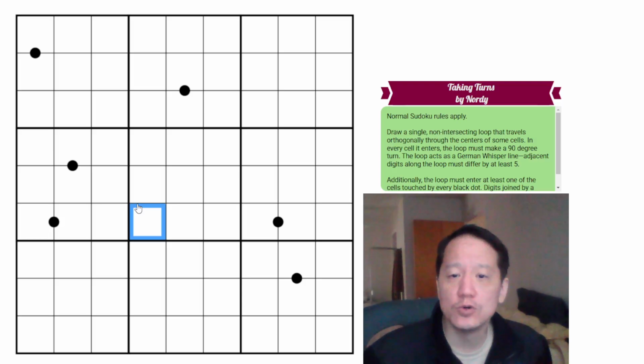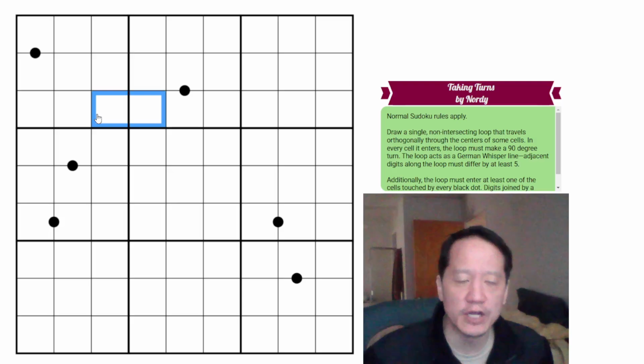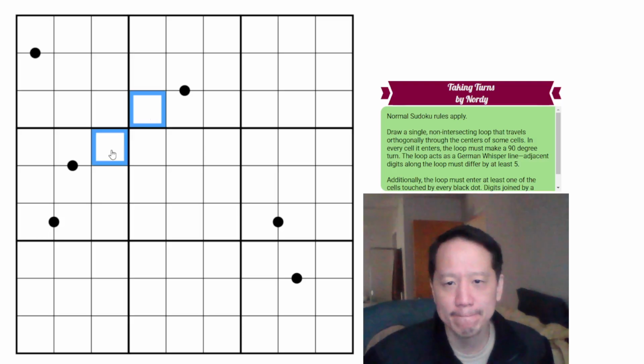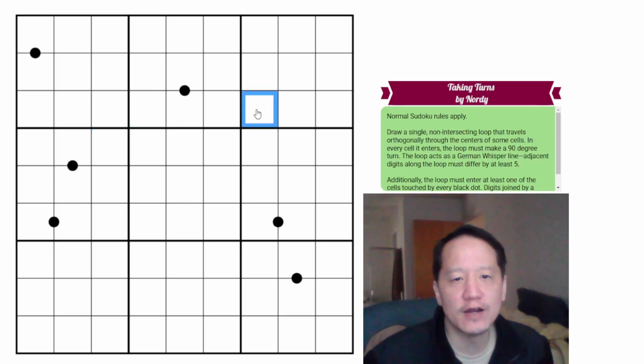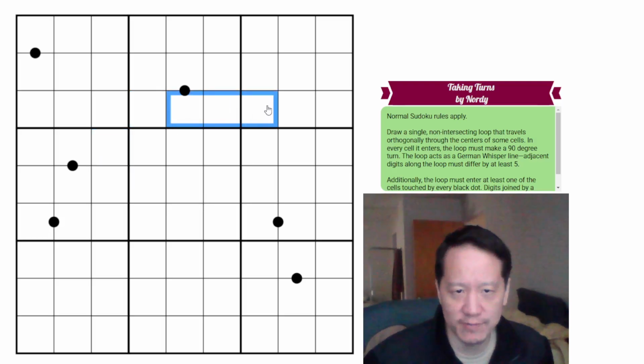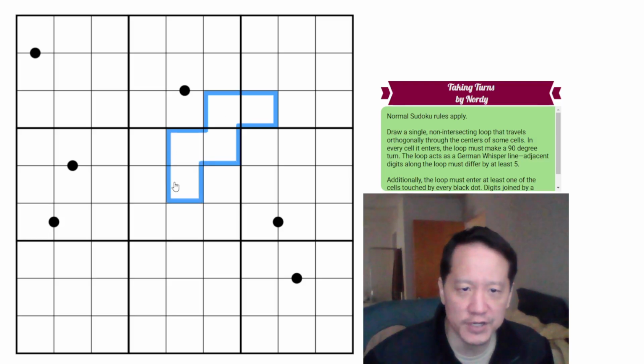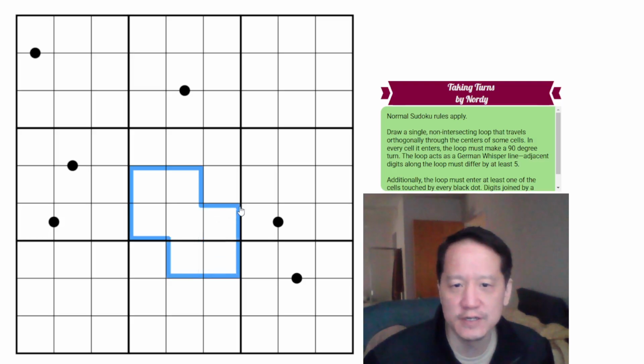Draw a single, non-intersecting loop that travels orthogonally through the centers of some cells. Orthogonally just means that they share an edge, so it has to connect specifically this way. It cannot connect diagonally. For the loop, in every cell it enters, the loop must make a 90-degree turn. So that means you can never have a straight line on the loop. It always has to be a 90-degree turn, so it could be something like this.